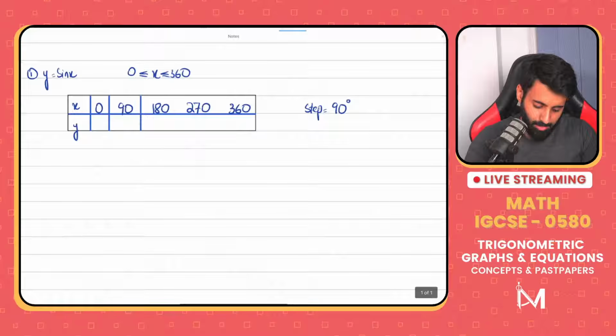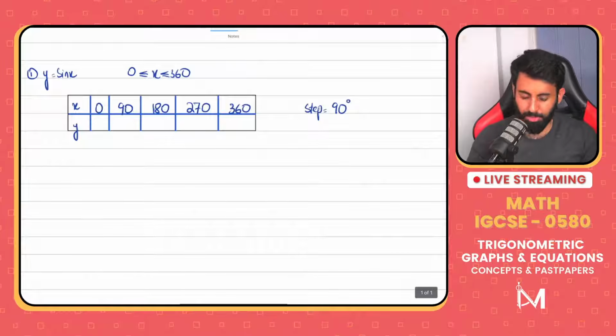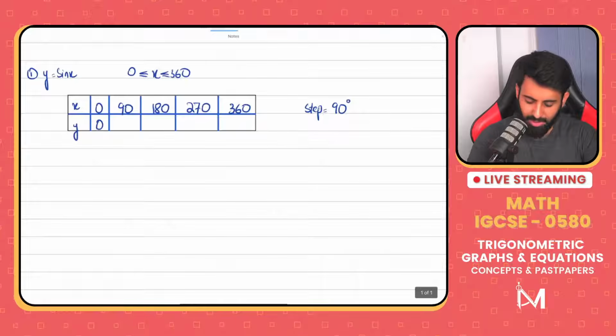Make sure that you reset your calculator before you start plugging in your values. Irrespective of the calculator that you have, just make sure that you reset it. If you plug in 0, you'll get 0. If you plug in 90, you'll get 1. If you plug in 180, you get 0. If you plug in 270, you get -1. And if you plug in 360, you get 0 again. Okay?